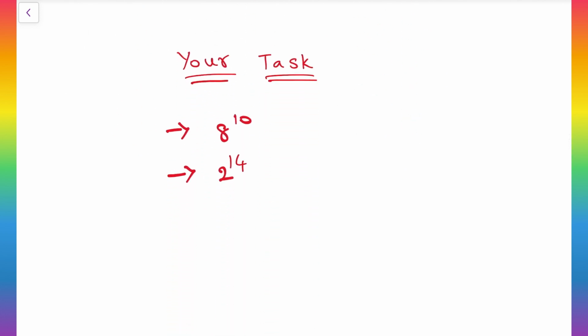And now you need to find out how many digits will be there in these numbers, that is 8 power 10 and 2 power 14.